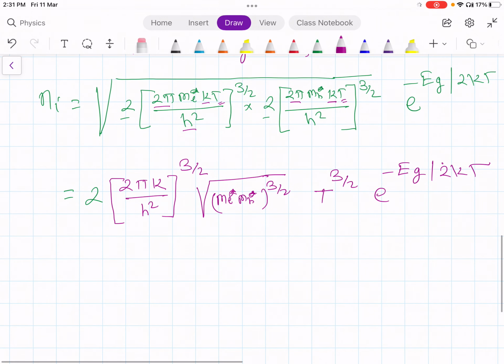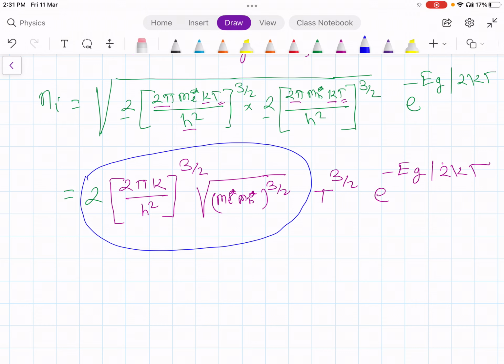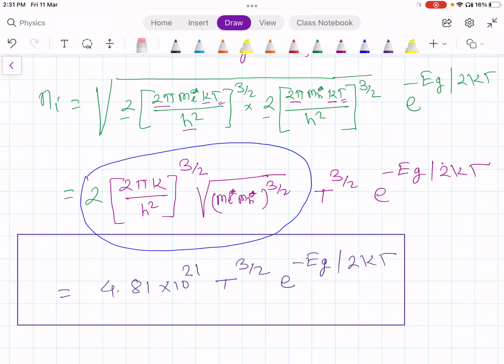Now in this equation, this term is constant, and after substitution of their values, we get 4.81 into 10 raised to 21 into T raised to 3 by 2 into e raised to minus of Eg upon twice kT. So using this equation, you can find the carrier density ni.